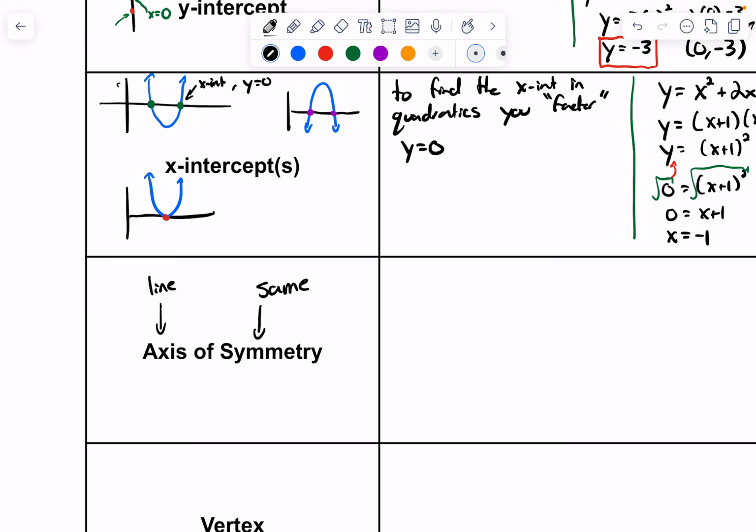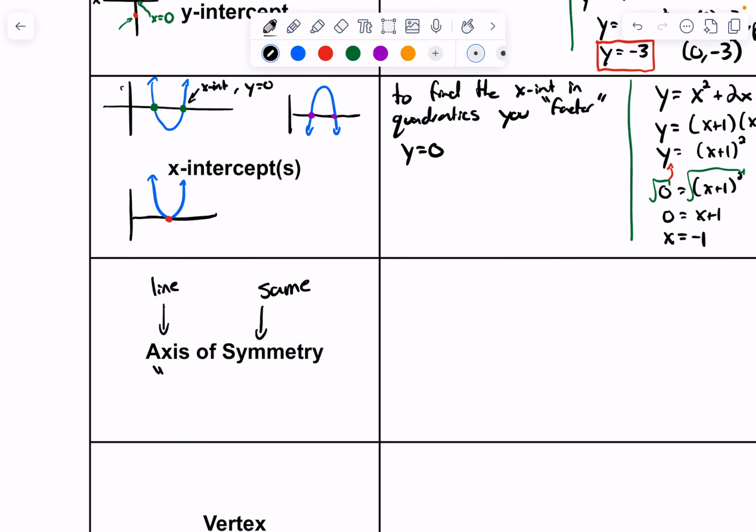So what I'm asking you for in layman's terms here is a line that almost splits the graph into two equal or same parts. All right?